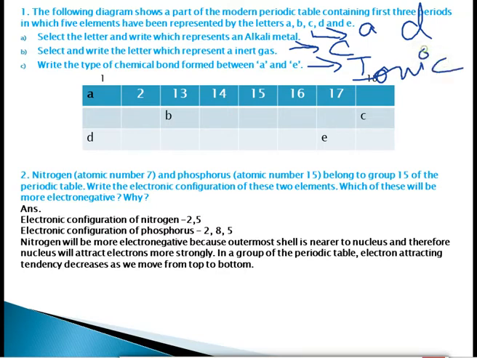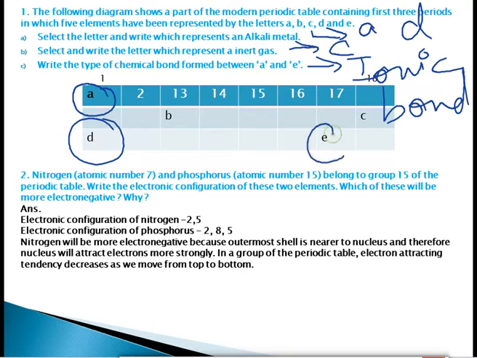Ionic bond. And one more question which can be added in the exam is what type of ion element number A and D will form? So they will form cations, that is positive ions, because they can lose one electron to form a positively charged species. And this element number E can gain one electron to get a stable electronic configuration. So it will form a negative ion called anion.